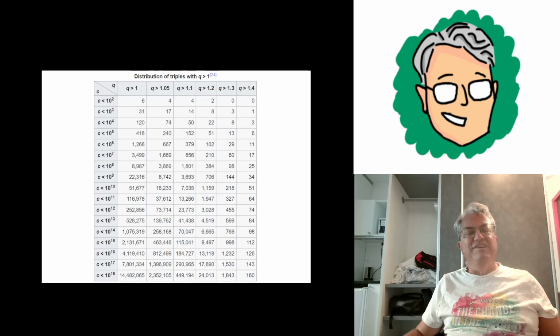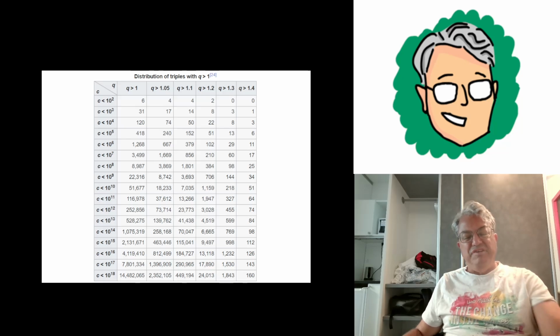Still quite a few. But then as the quality goes down, the numbers increase pretty rapidly. And already for Q equals 1.05, there's something like 2 million known ABC triples with C up to 10 to the 18th. And the ABC conjecture says this number should be finite. So even though it's finite, it's pretty big.